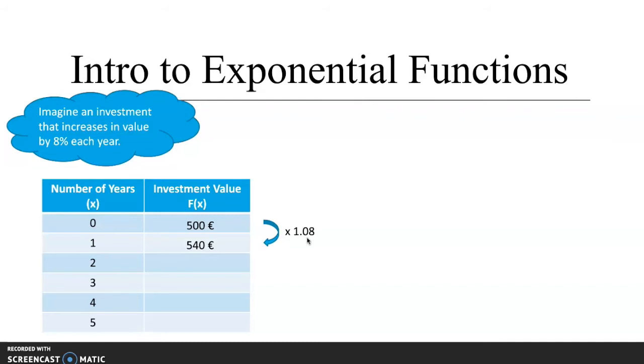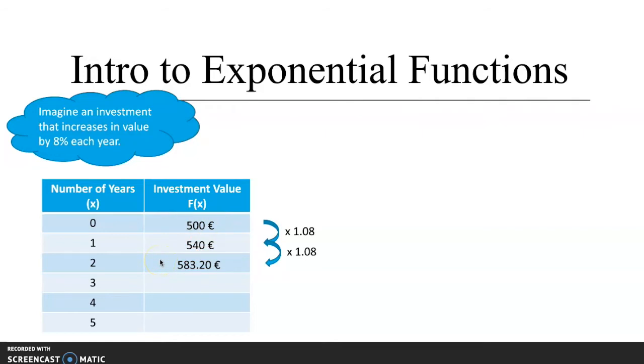Now the great thing is, in the next year, in the second year, we get 108% of this new value. So we multiply 540 by 1.08. And we didn't just get 40 euros this time, we got 43 euros and 20 cents. So we actually got more extra money this time because we're adding a percentage of a greater amount, right? This amount is greater than the original 500. So 8% of this is more than 8% of this.